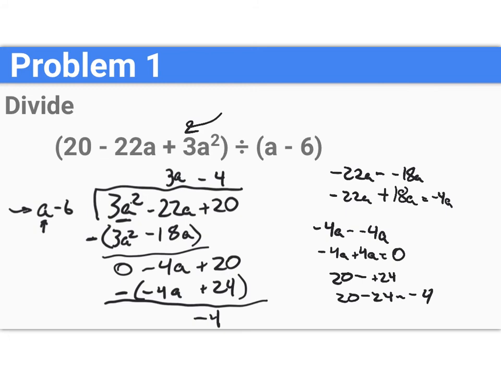We had to stop here. So this equals 3a minus 4, minus 4 over a minus 6. And that is the answer to our division problem.